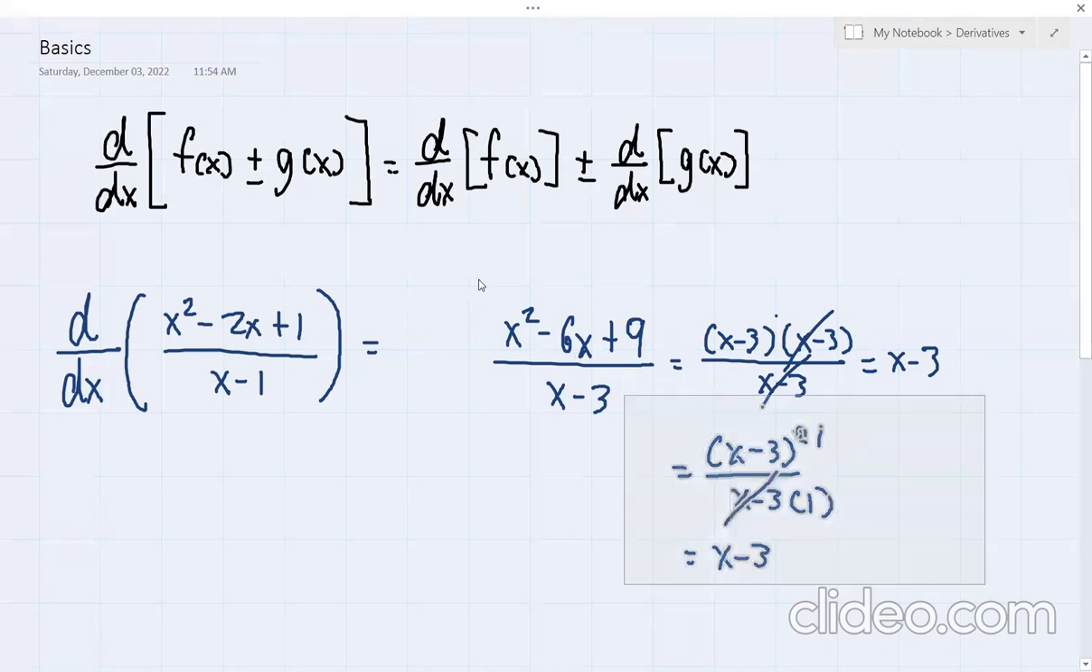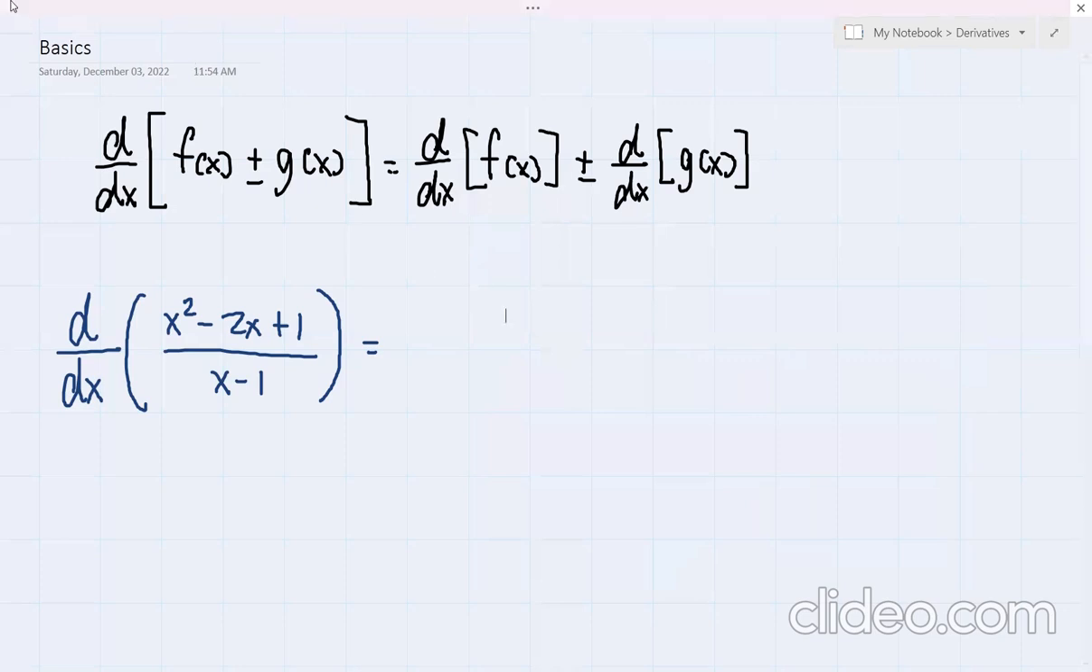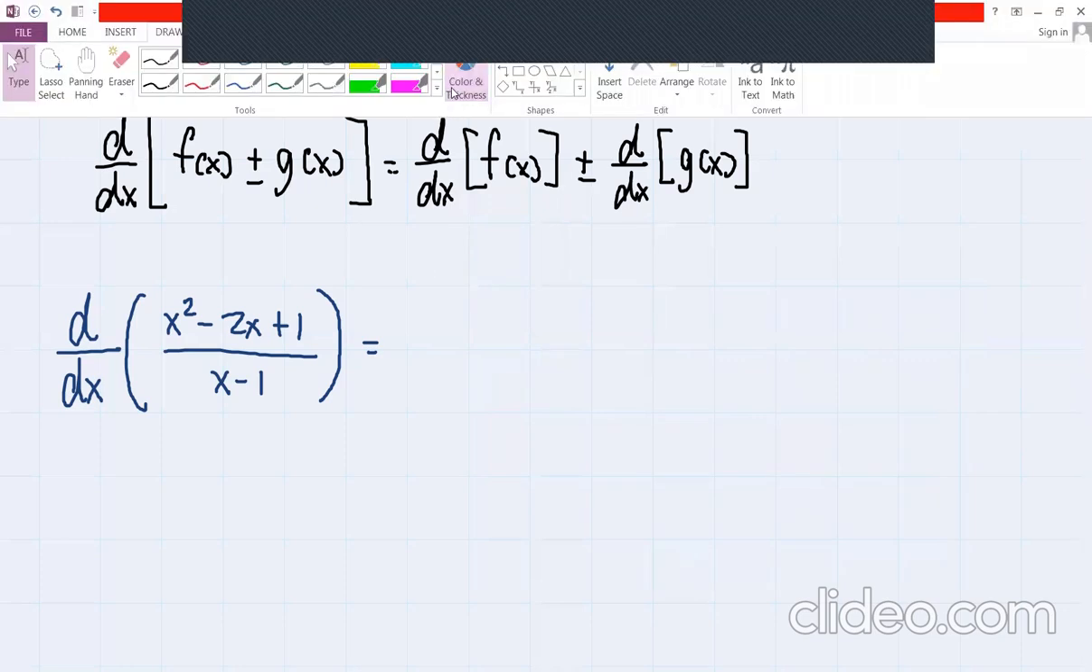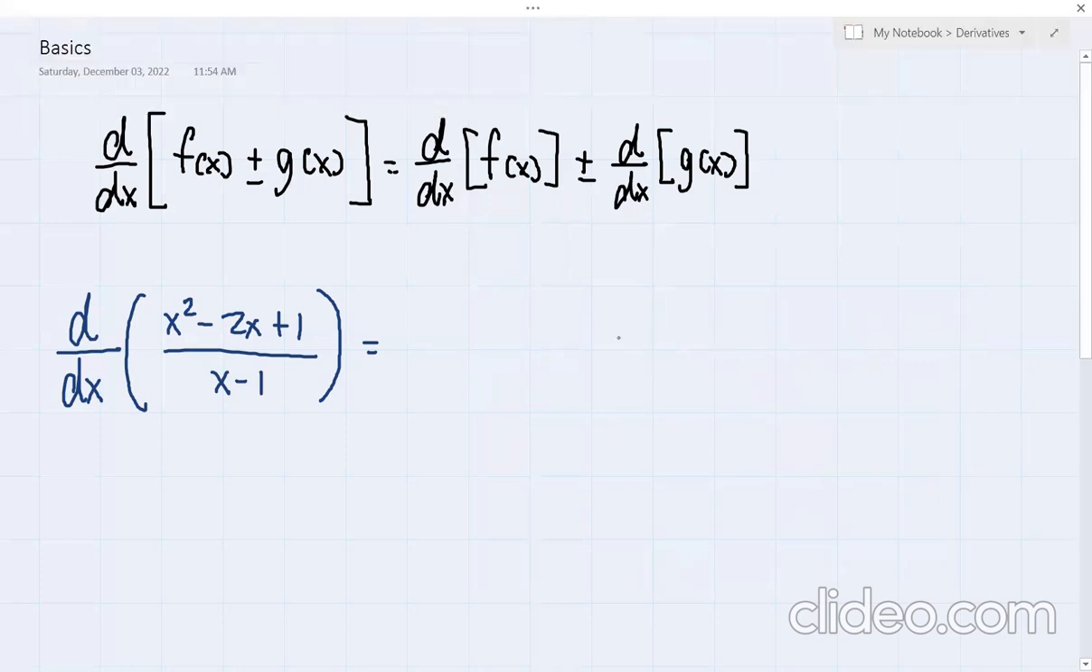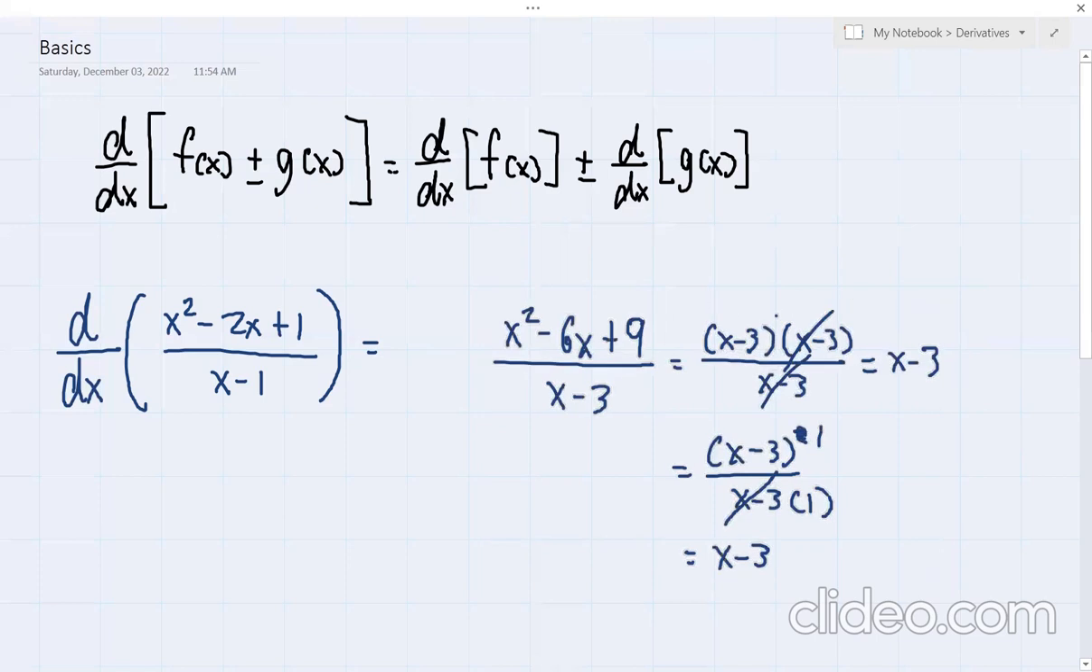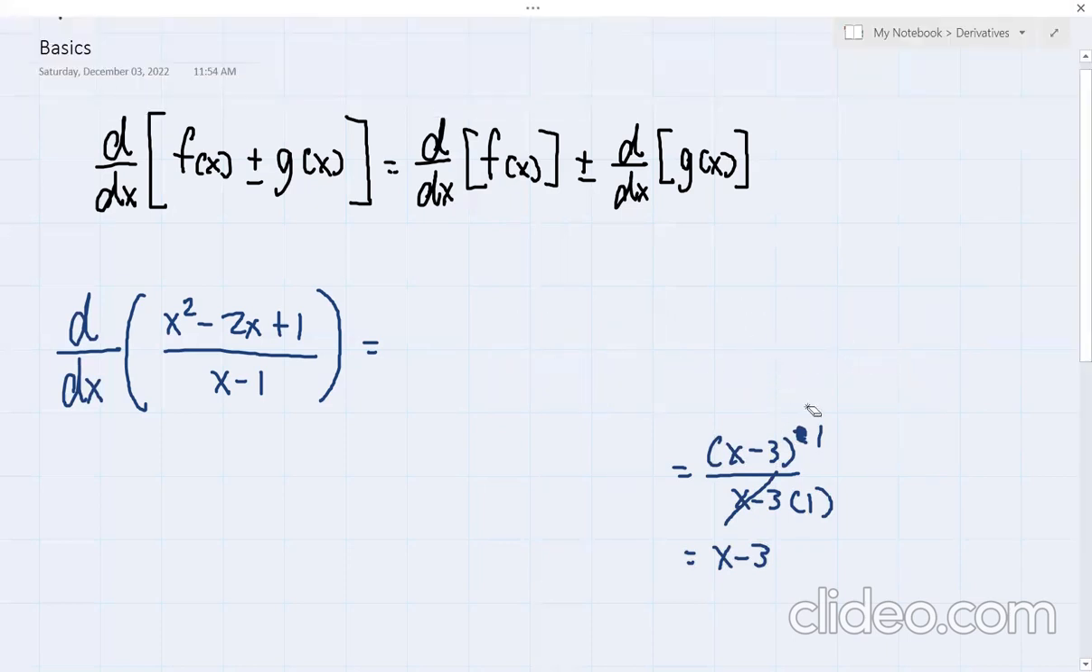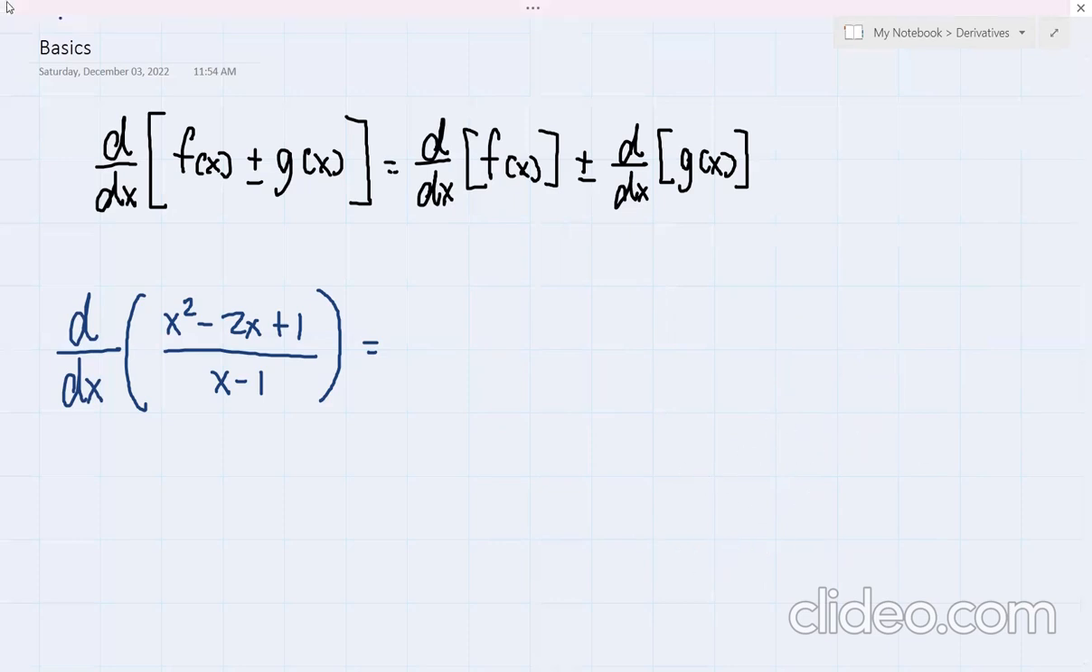Pwede. What if mayroong rational expression na hindi kayang gawing ganito, yung ginawa ko lang? Okay? So, for example, let's just say meron tayong ganito. May lang, pinubura ko lang.